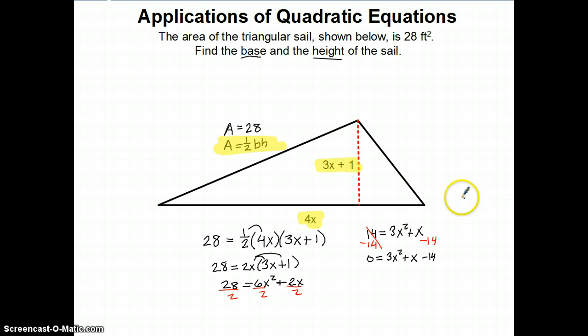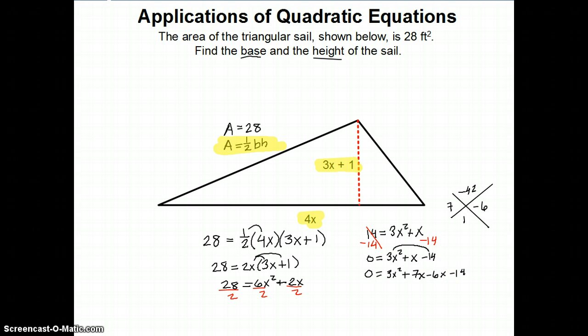I'll check and see if we can factor this, and if not, then we're going to use the quadratic formula. So negative 14 times 3, when I multiply those two together, I do get a negative 42, and I need to add to a positive 1. There are two numbers that work, and these are 7 and negative 6. So I have 0 equals 3x squared plus 7x minus 6x minus 14.